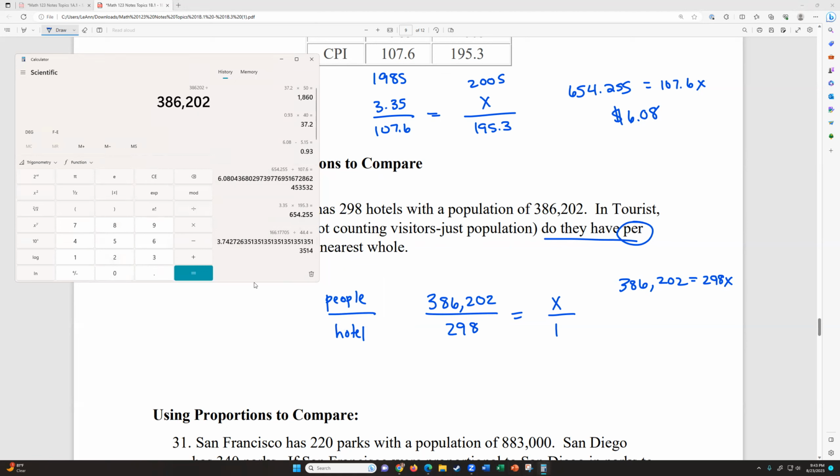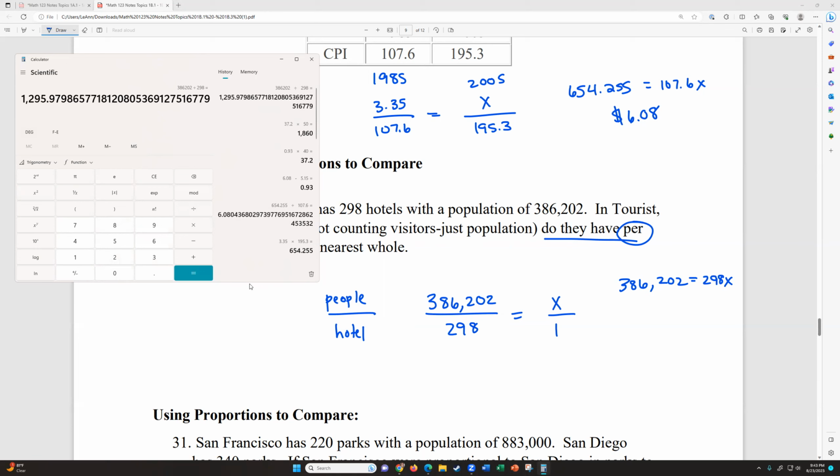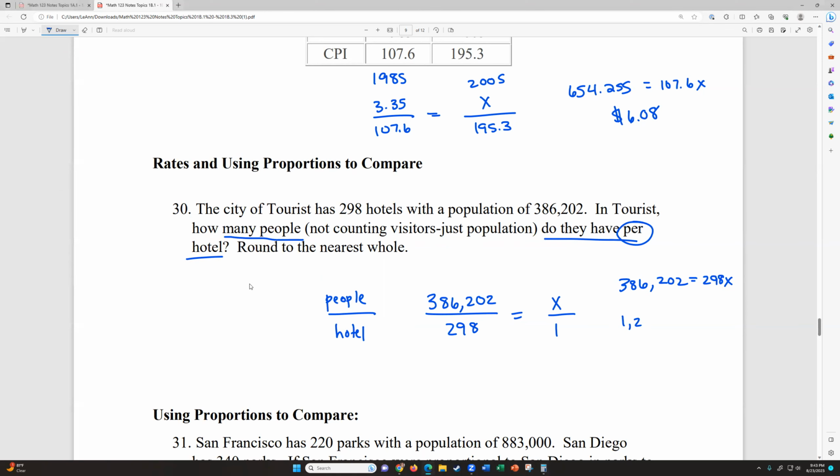386,202 divided by 298, rounded to the nearest whole. Okay, so we have a 9 behind our decimal, so that's going to bump that up to a 6. So that would be 1,296 people in Tourist per hotel.